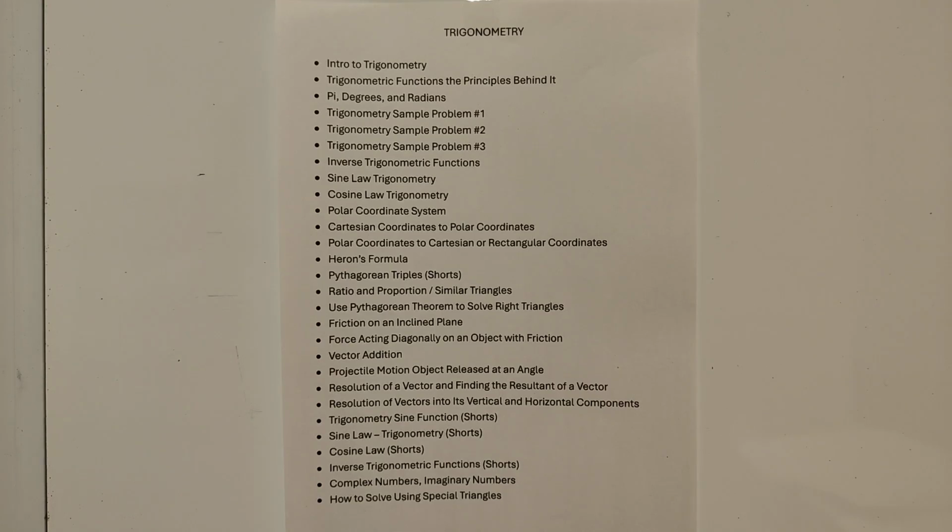Next is complex numbers or imaginary numbers. So this is under trigonometry, so I have included it here. And the last one is how to solve using special triangles. Special triangles are 30 by 60 by 90 and 45 by 45 by 90 degrees.